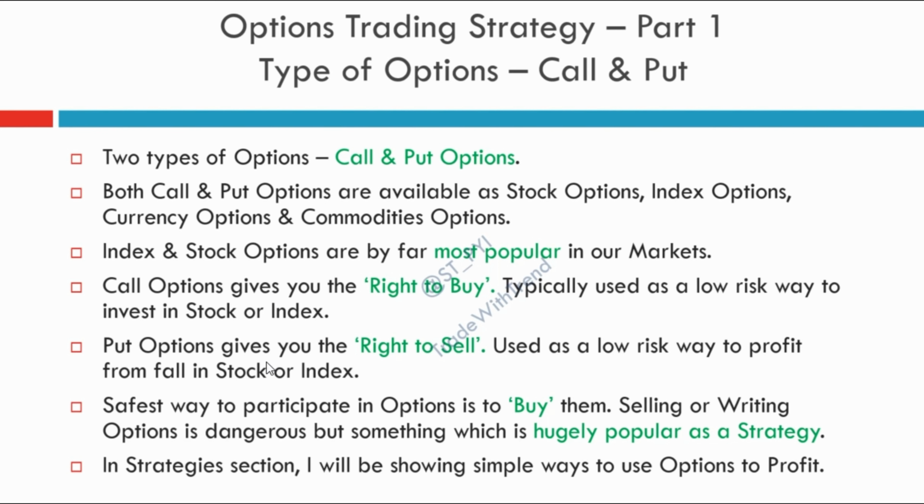Similarly, put options give you the right simply to sell. Again, no obligation is attached. It's a low risk strategy that people use to profit from a fall in a stock or a fall in the index. Whereas call options are typically used as a low risk strategy to profit from a rise in the index or a rise in a stock. The safest way, as I categorize it, to participate in options is simply to buy them. That is the safest strategy you can have in options. There are some advanced strategies in buying options also, which we'll come to in the subsequent parts.